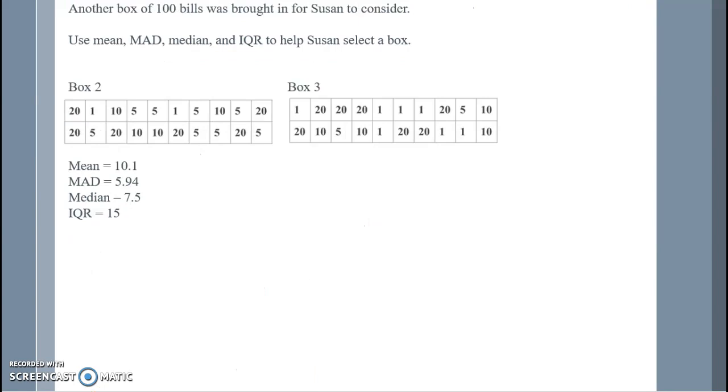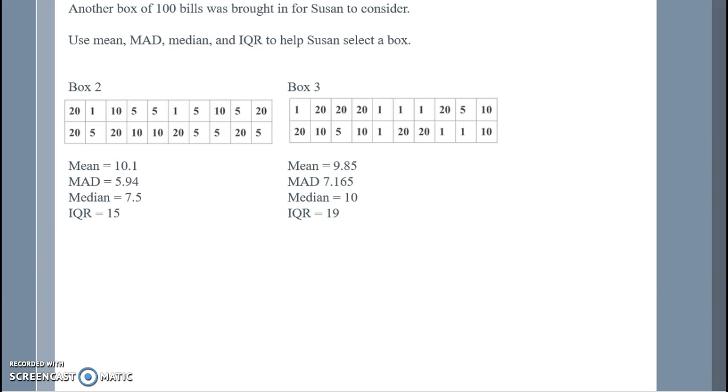A third box is brought in for Susan to consider. Should we keep box 2 or should we select box 3? So I brought over our data, the mean, MAD, median, and IQR of box 2. Box 3, the mean is 9.85, slightly smaller than the mean of box 2. The MAD is slightly higher, so the data points are more spread out from the mean. The median is 10, and yes, that is higher. Can't really tell from here.